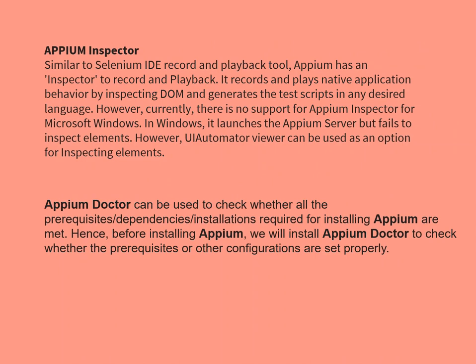Then we have something called Appium Inspector. Similar to Selenium IDE, if you have worked on Selenium IDE, we have the option called record and playback. Just like that, we have the Appium Inspector. It records and plays native application behavior by inspecting the DOM and generates the test script in any desired language.